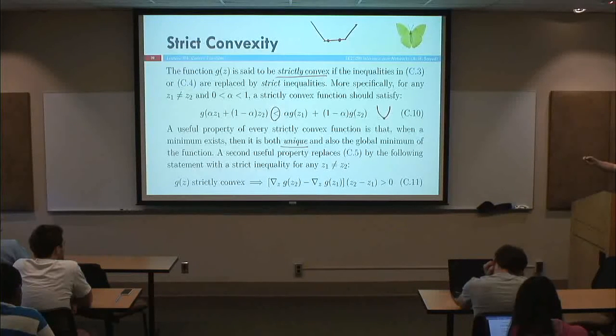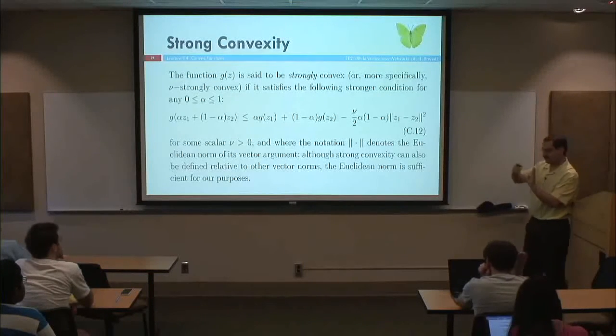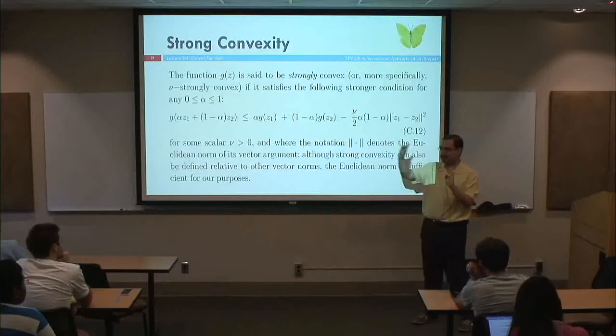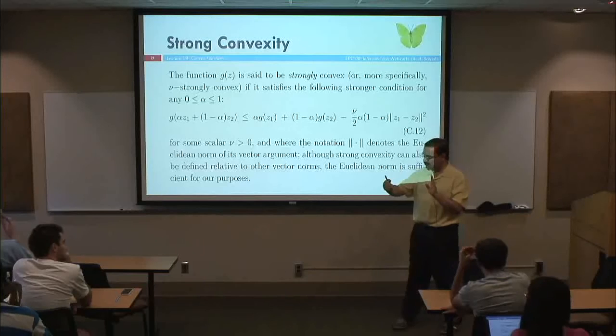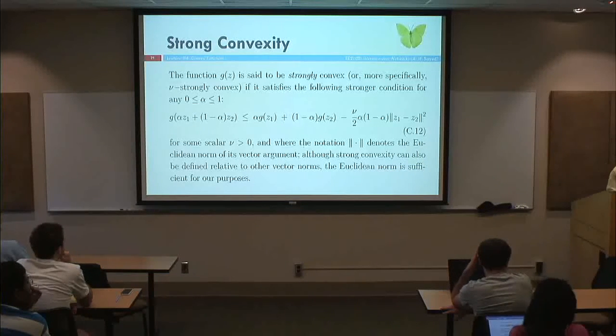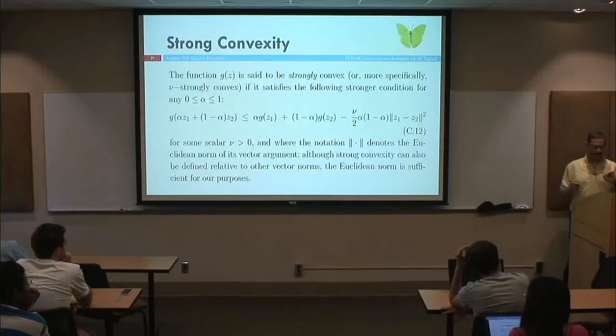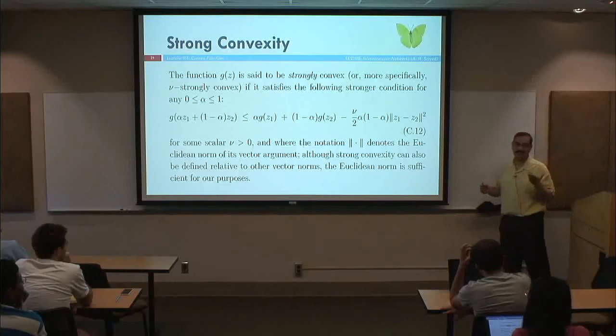I'll give you examples very soon. I'm introducing the definitions. So when I move from convexity to strict convexity, I now ensure that the global minimum is unique. That's something good for us. But now I'm going to go a step further and talk about strongly convex functions. So what is strong convexity? It's a stronger notion than strict convexity, otherwise you wouldn't use the name strong.